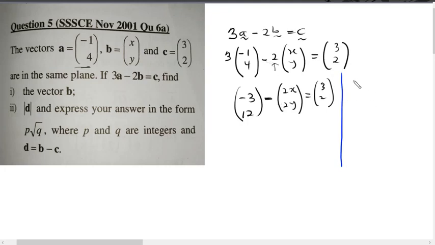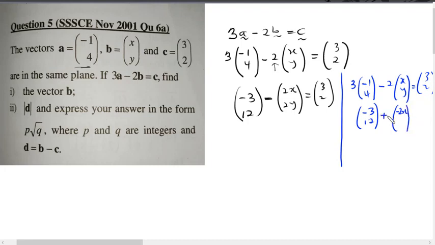Here too, we could have done this from here. That is 3 times negative 1, 4, and then minus 2 times x, y equals 3, 2. We could have also done this. 3 times negative 1 is negative 3, and 3 times 4 is 12. But here we could have had negative 2 times x, then we will have negative 2x. But when you do that, the sign here will now be positive. Then negative 2 times y will be negative 2y. Then you have 3, 2. So whichever way you want to do it, you are going to get a correct answer here.